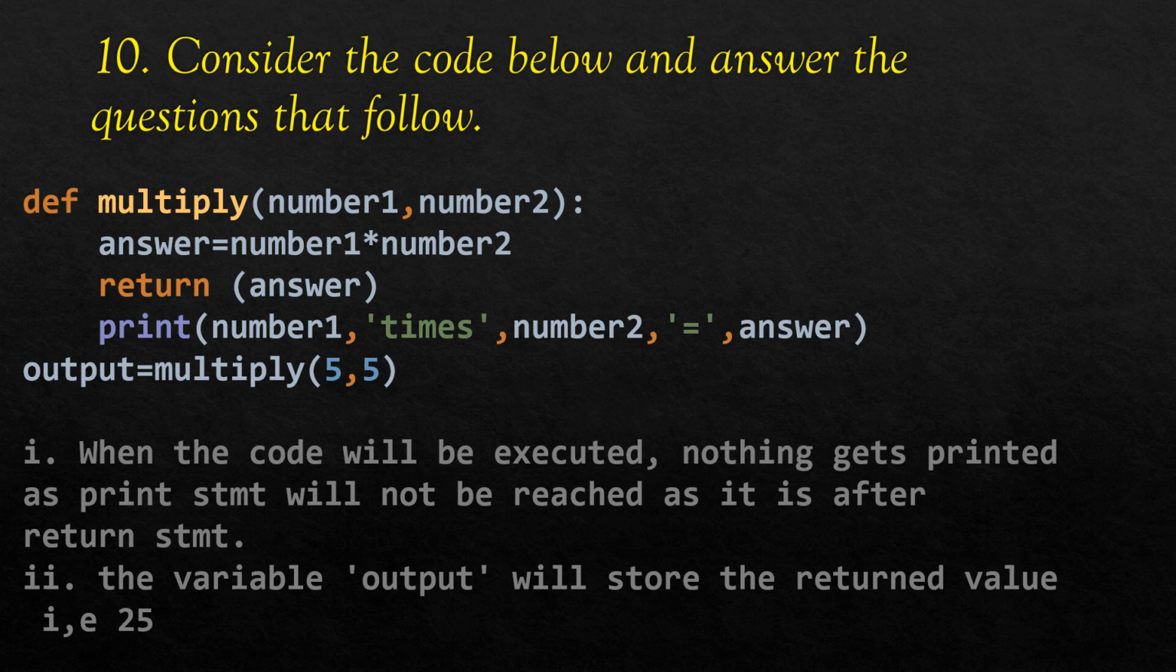Okay, now when the code is executed, it will not print anything. Nothing gets printed as the print statement will not be reached because it is coming after the return statement. And whatever is written after the return statement is not part of the function definition. Function definition will get over whenever the return statement is encountered. Now the variable output will store the returned value, that is 25.